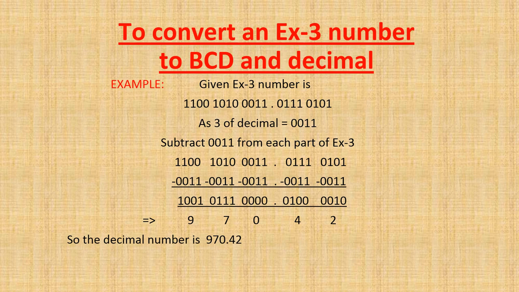We will get 1001, 0111, 0000, 0100 and 0010, another set of 5. Further, converting each group into decimal, we will get 9, 7, 0, 4 and 2, which indicates the number 970.42.